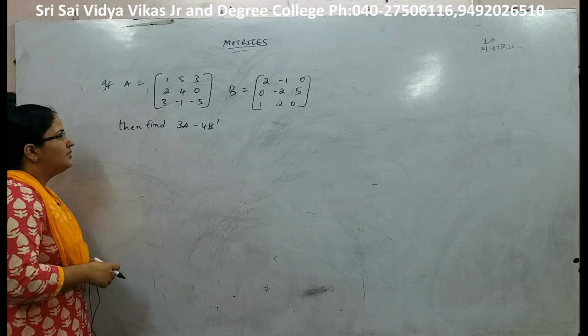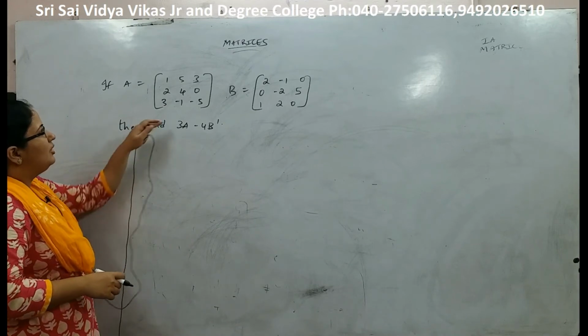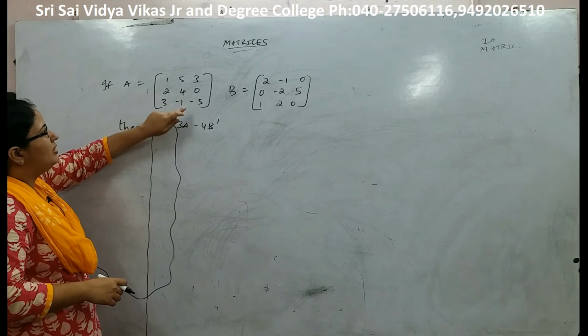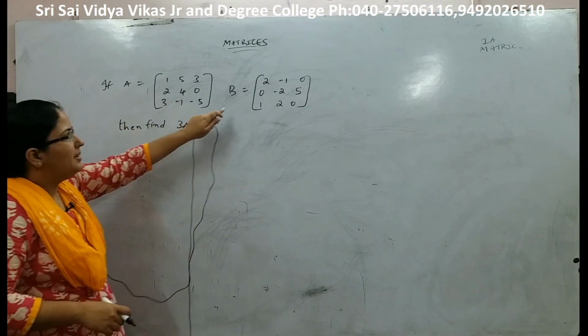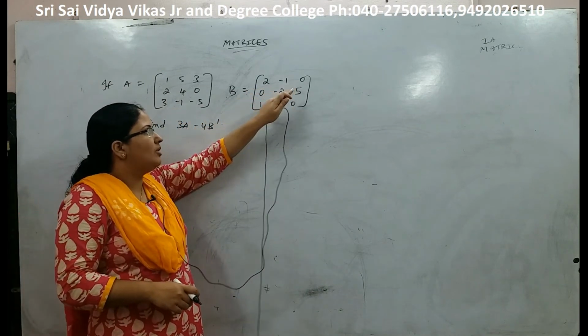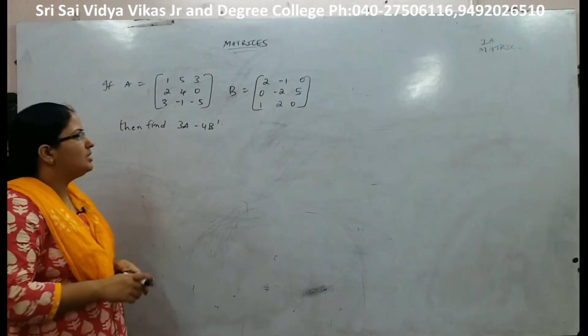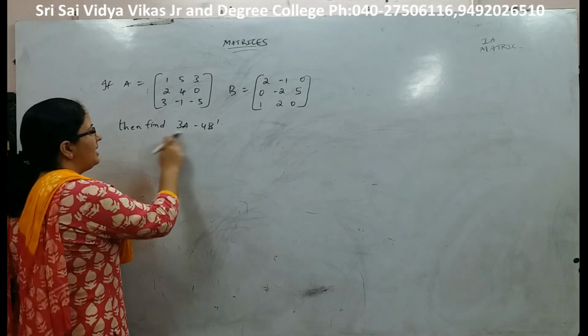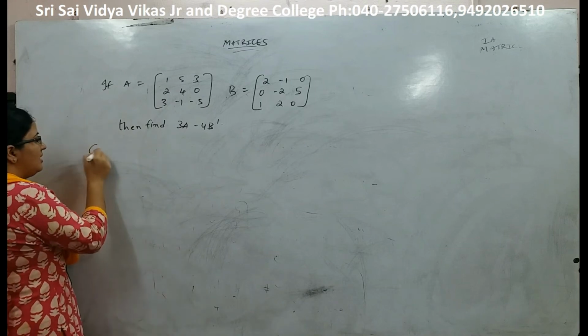This is the question given to you. You are given A as [1, 5, 3; 2, 4, 0; 3, minus 1, minus 5], B as [2, minus 1, 0; 0, minus 2, 5; 1, 2, 0]. You have to find 3A minus 4B dash.